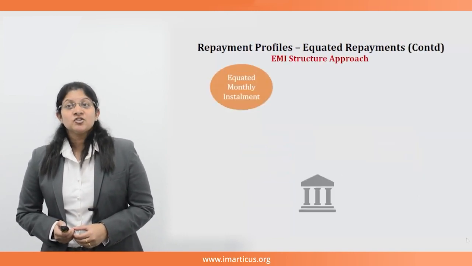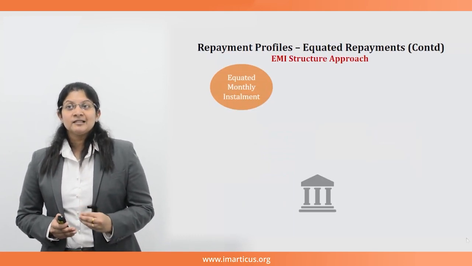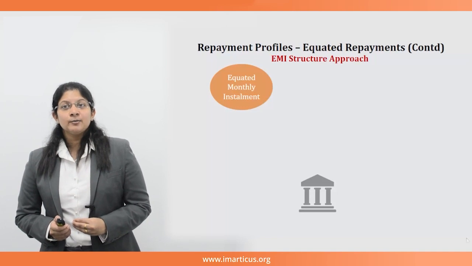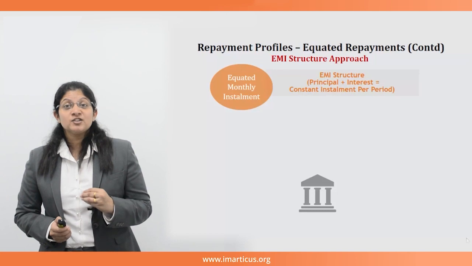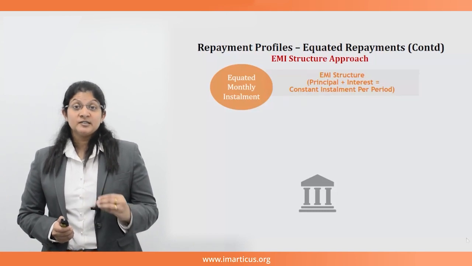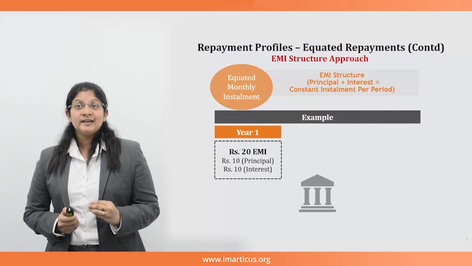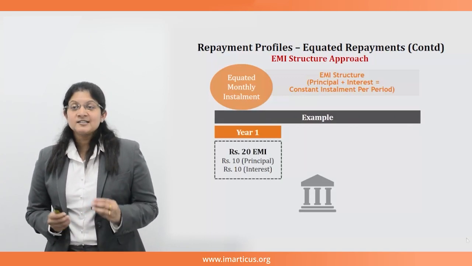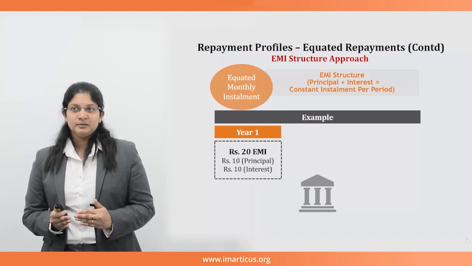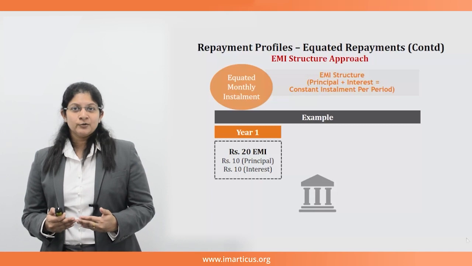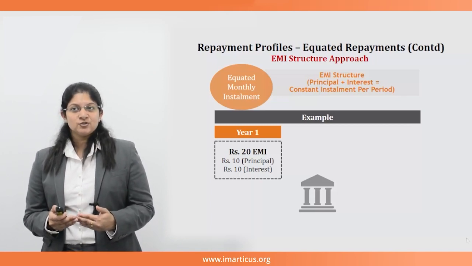The alternative approach is the EMI structure adopted by banks. EMI stands for equated monthly installment. We will look at an example of equated annual installment. Here, the equated installment of rupees 20 is appropriated towards principal and interest. So, in year 1, out of the rupees 20 EMI, rupees 10, that is 10% of 100, is interest and the balance rupees 10 is the principal repayment. There is no further cash outflow since interest forms part of this amount. So, the total cash outflow is rupees 20.